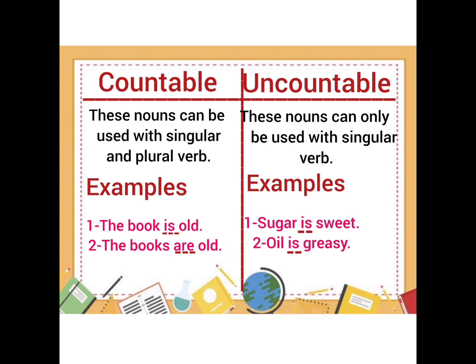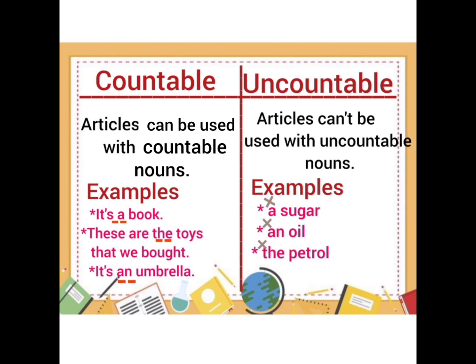The next difference is that articles can be used with countable nouns. Articles a and the are used with countable nouns. For example, it is a book. These are the toys that we bought. It is an umbrella. Articles are underlined for your convenience.